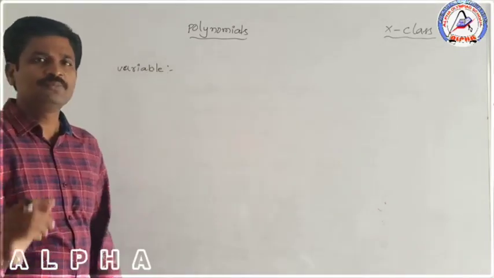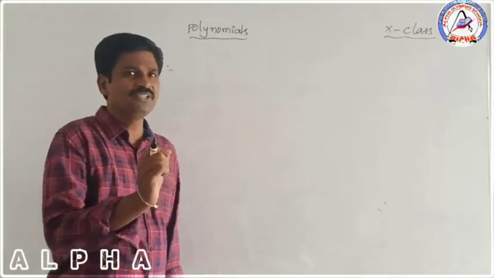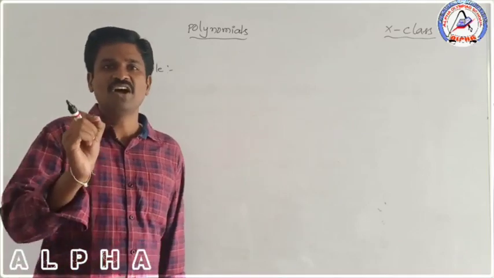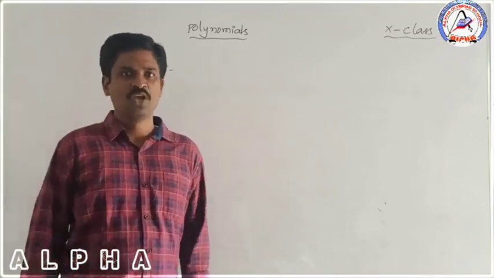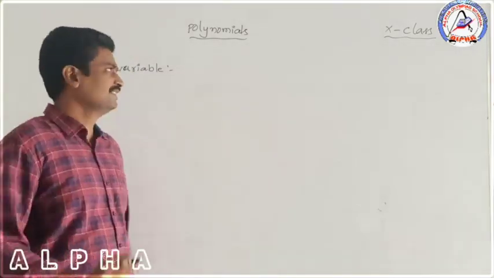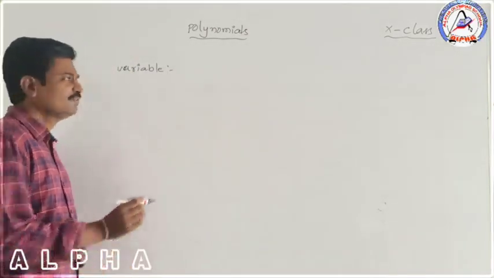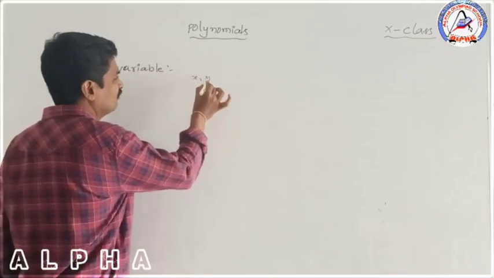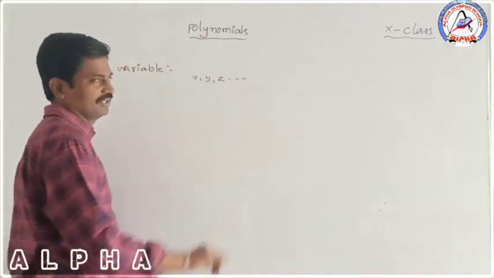Variable means nothing but a symbol which does not have a fixed value. A symbol which does not have a fixed value is called a variable. Variables are generally denoted by x, y, z and so on.